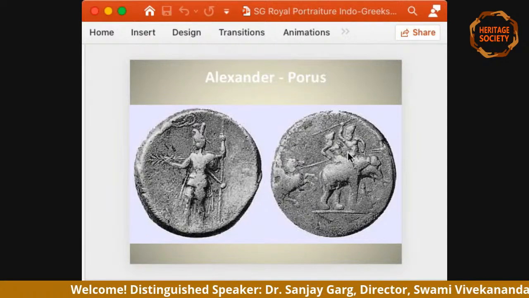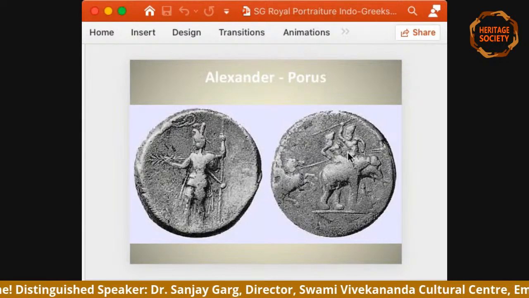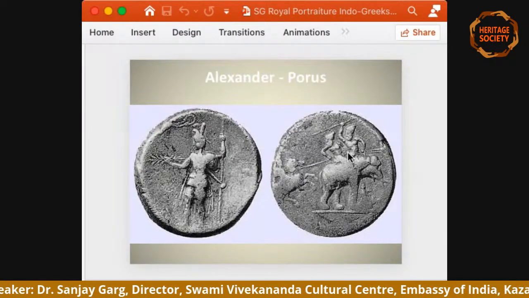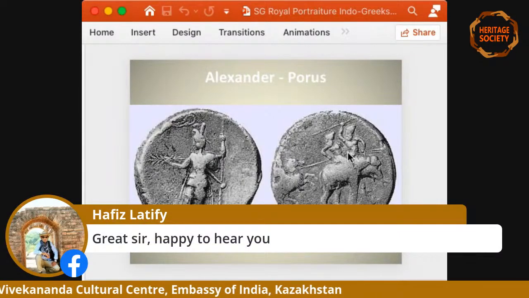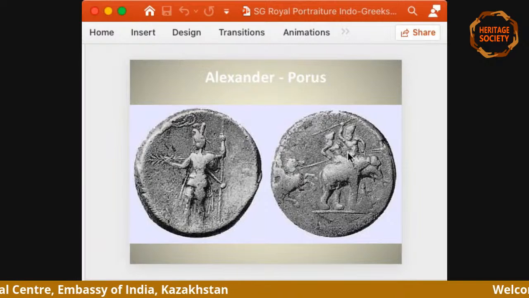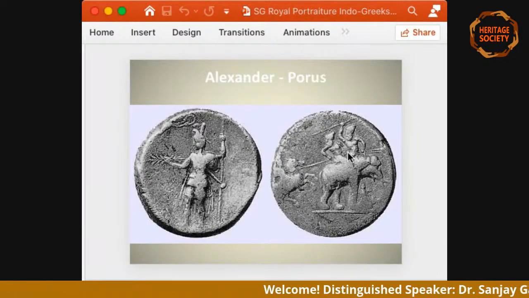So it doesn't have any legend or any inscription, but this pictorial element is proof enough to vouch for the very important historical marker of this subcontinent.